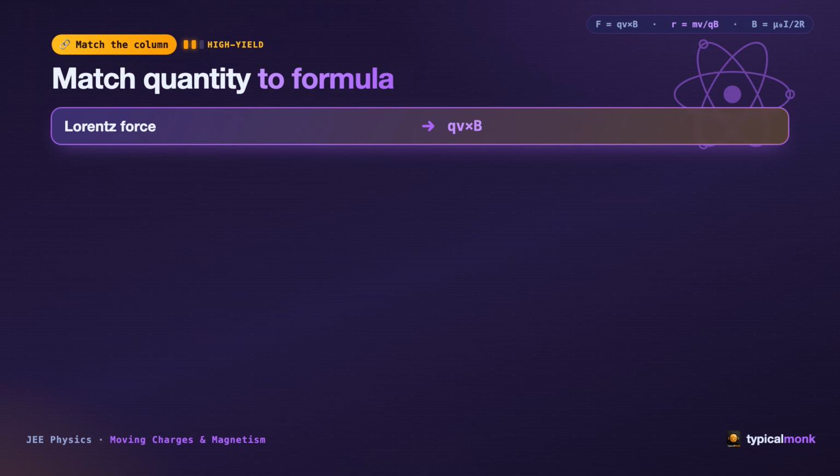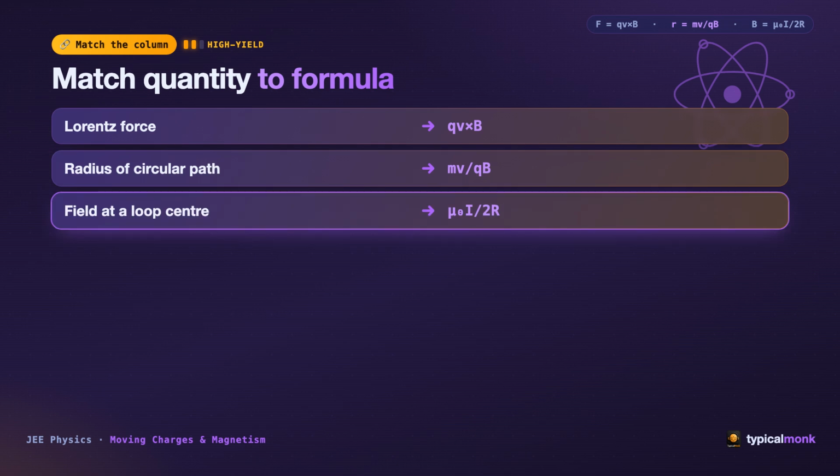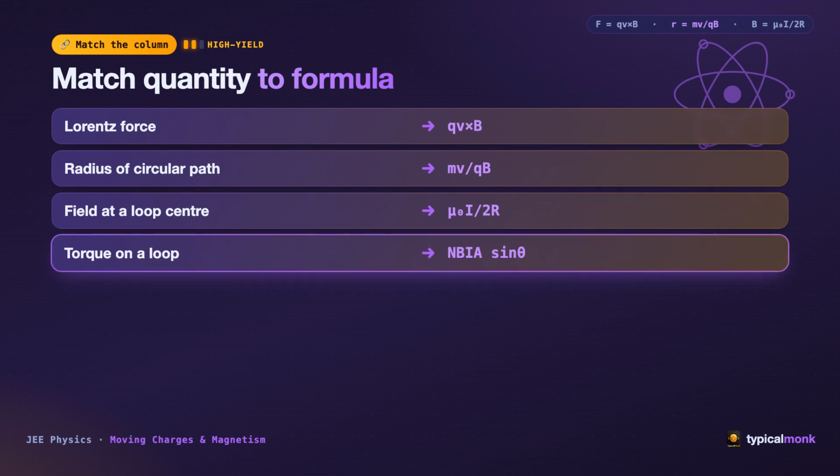Now match each quantity to its formula. The Lorentz force goes to qv cross B. The radius of the circular path goes to mv over qB. The field at a loop center goes to mu naught I over 2r. And the torque on a loop goes to NBA sine theta. 4 pairs, each worth committing to memory.